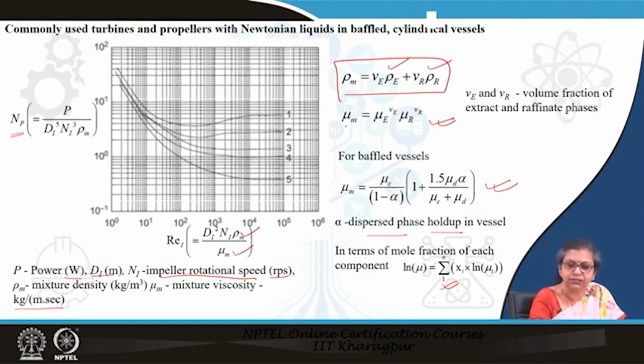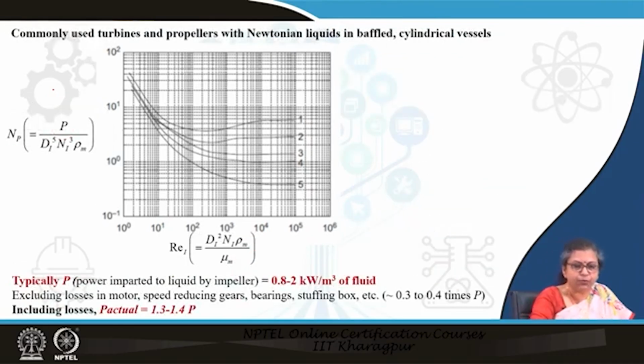Once we have calculated rho m and mu m, we can find out REI. Once we have found out REI, we go to the proper graph and find out NP. Once we have found out NP, we find out the power required. But remember one thing, the power required which you have found out is the actual amount of power provided per meter cube of the fluid, excluding the losses in motor, speed reducing gears, bearing stuffings, etc.